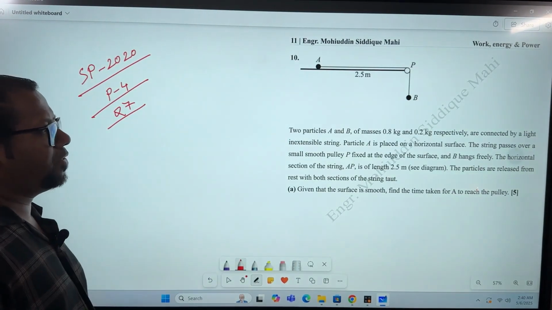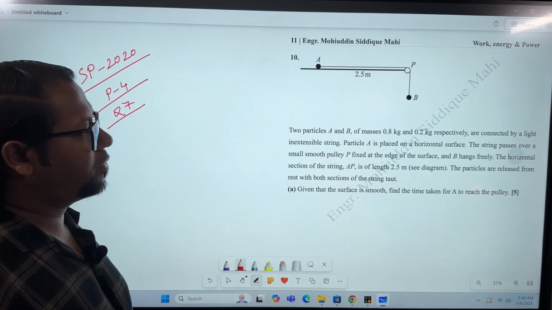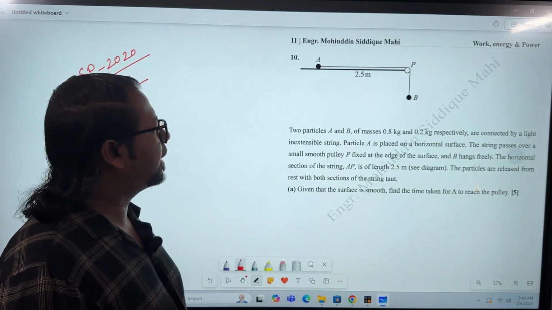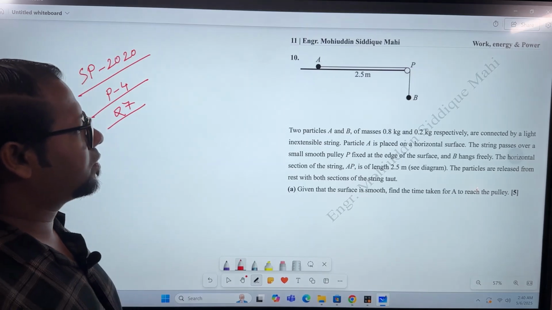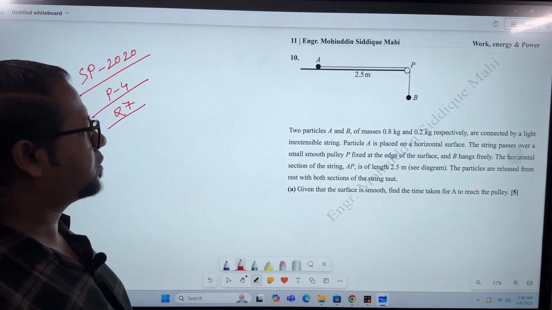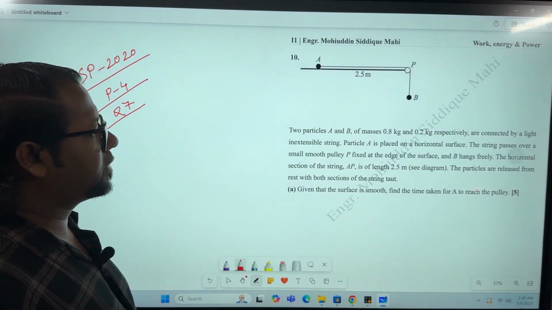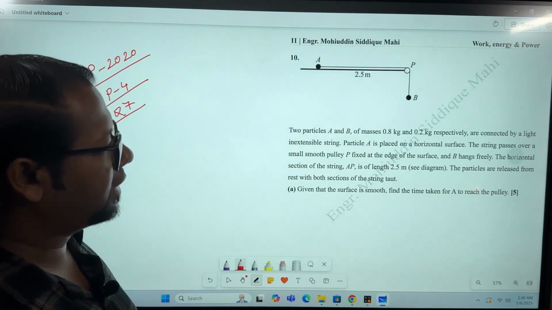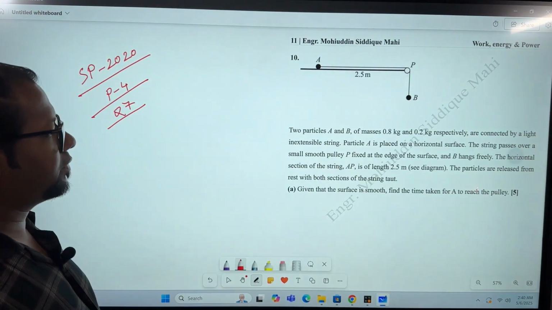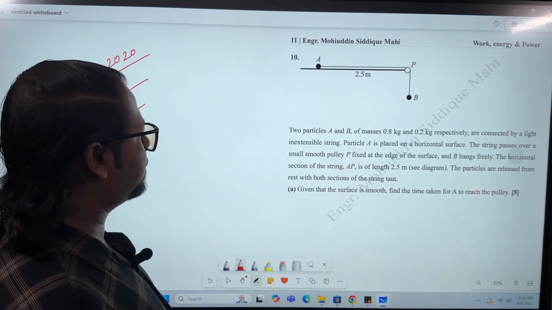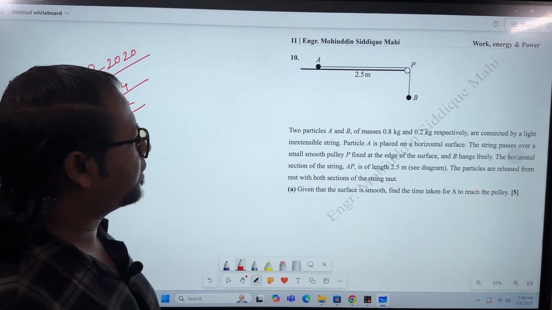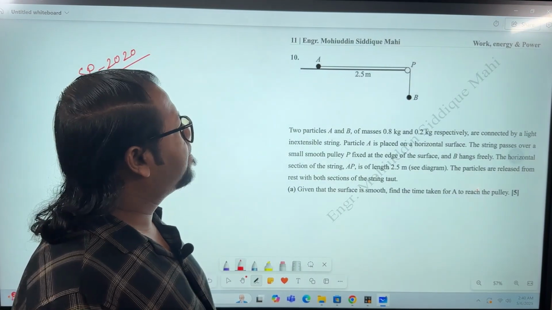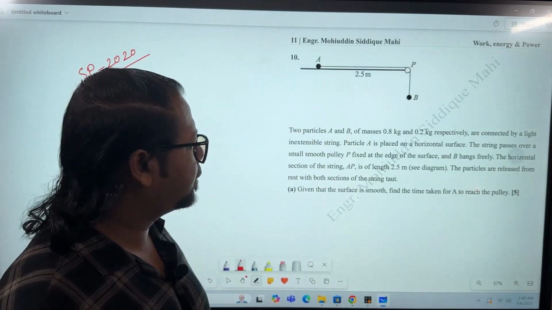Two particles A and B of masses 0.8 kg and 0.2 kg respectively are connected by a light inextensible string. Particle A is placed on a horizontal surface. The string passes over a small smooth pulley P fixed at the edge of the surface and B hangs freely. Horizontal section of the string AP is of length 2.5 meter. The particles are released from rest with both sections of the string taut. That means A and B, the string is under tension.